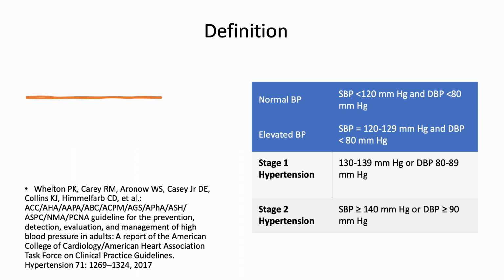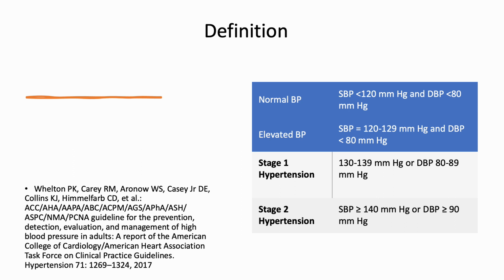The definitions are based on the 2017 report by the American College of Cardiology and American Heart Association. This is a very important report. Anyone with interest in high blood pressure should be familiar with it. In this report, the definition of a normal blood pressure is a systolic blood pressure less than 120, and you need both, and a diastolic blood pressure less than 80 millimeters of mercury.